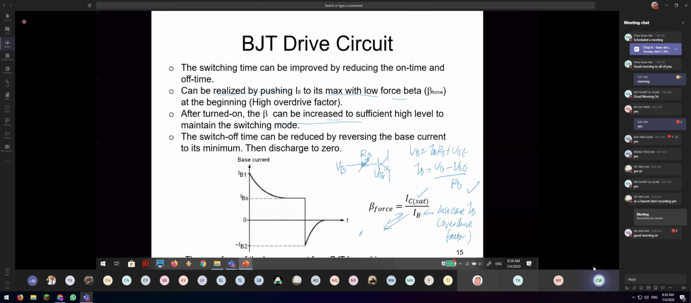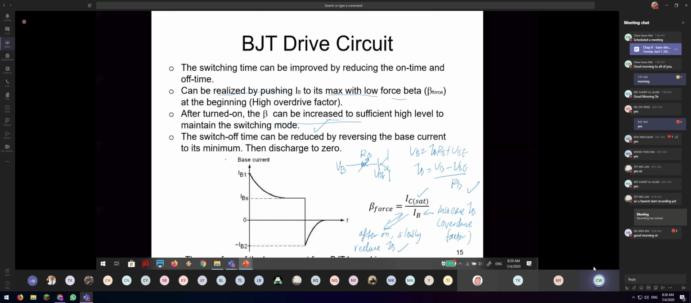Okay. After on, then I will slowly reduce IB. This one is important. I need to slowly reduce the IB, but it still works as a switch. I cannot push this to the hard saturation all the time, because if I push very hard, it is very hard for me to turn off later on because it is too much pressure inside the BJT. Okay, that's why after I turn on, I need to slowly reduce the IB. This is some of their design consideration.